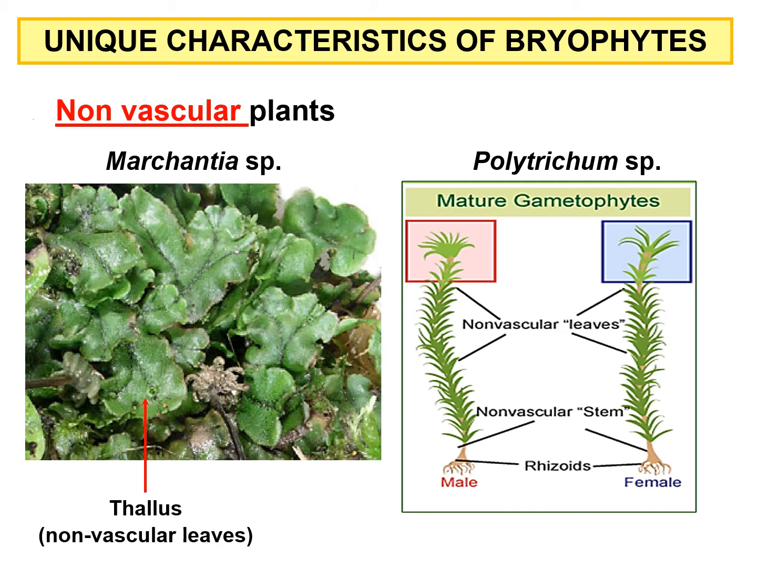So this is Marchantia species. This is the structure called thallus. Thallus. So thallus is the kind of leaf that has no vascular system. So it is called thallus. Kalau tumbuhan kita panggil dia daun, but this one we call it thallus.